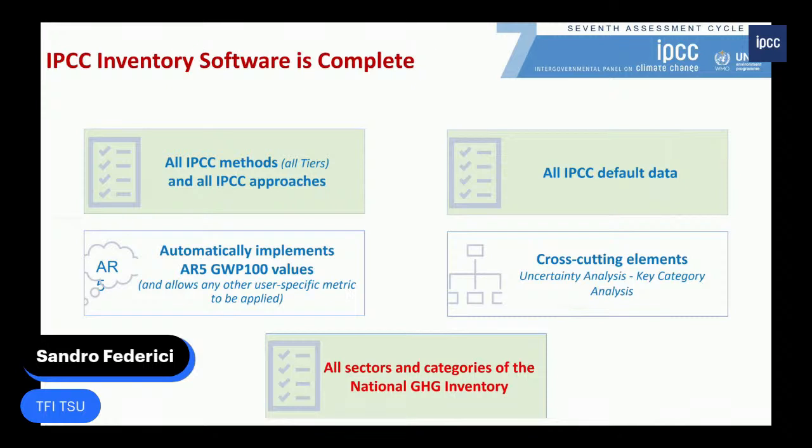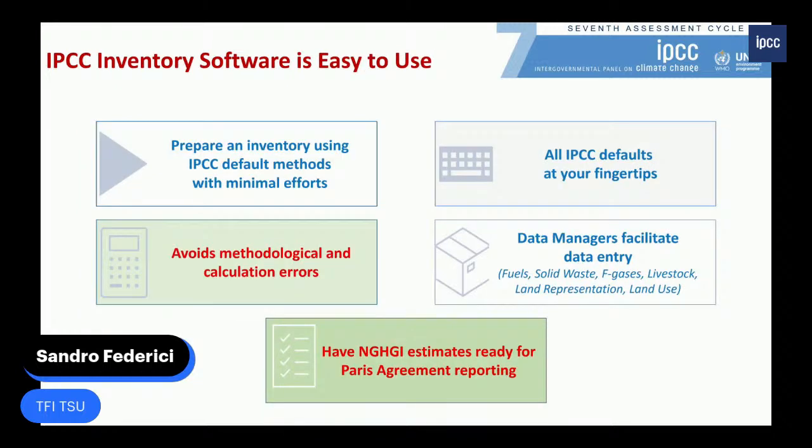And there are the cross-cutting elements, the uncertainty analysis and the key category analysis. I should say that this is an area where we still have work to do, so next year possibly. And of course, it covers all sectors, all categories of a greenhouse gas inventory, according to the IPCC categorization and also the UNFCCC categorization, which are not identical.